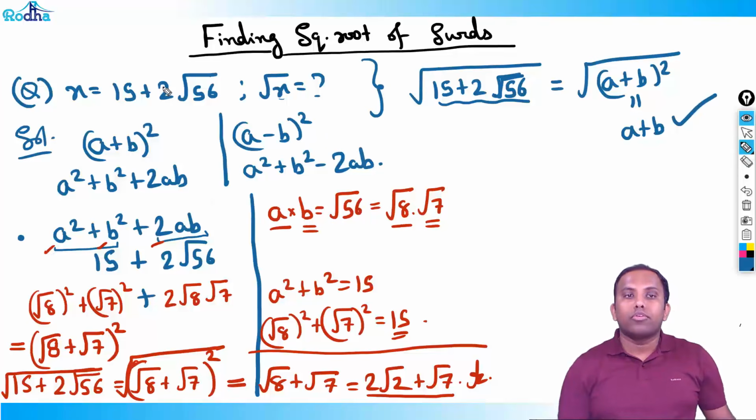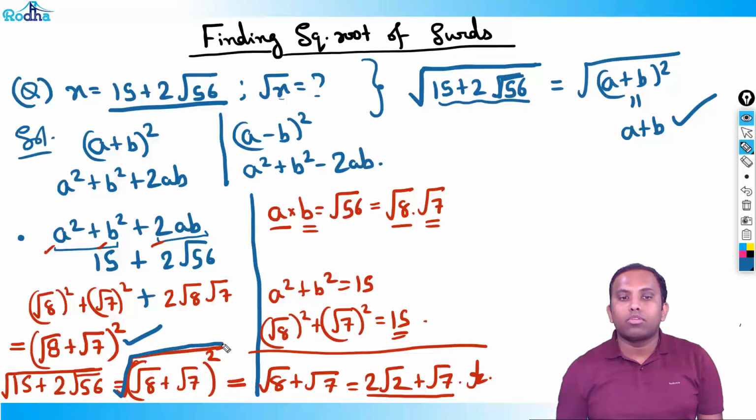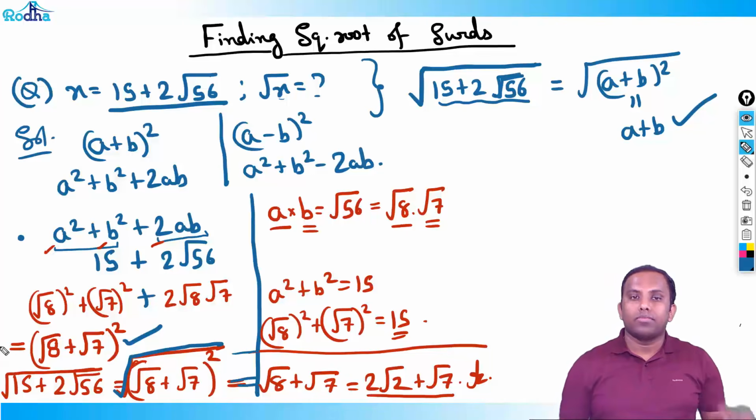Okay, so this 15 plus 2 root 56 I first broke in the form of a plus b whole square. So 15 plus 2 root 56 became root 8 plus root 7 whole square. And I need to find the square root of this whole surd. So its square root is root 8 plus root 7 whole square, that is root 8 plus root 7. What is the answer? The answer is 2 root 2 plus root 7, right?